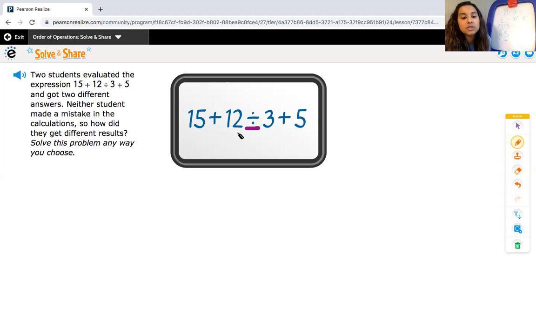So we're going to do 12 divided by 3 first, since we're following the orders of operation. What is 12 divided by 3? That's a basic fact. Well, 12 divided by 3 is 4. Okay? And then you want to bring down every number and operation that you didn't use. Bring it straight down. So we're going to bring down the plus sign, the 5, the other plus sign, and the 15.